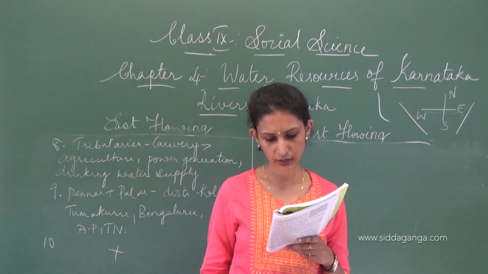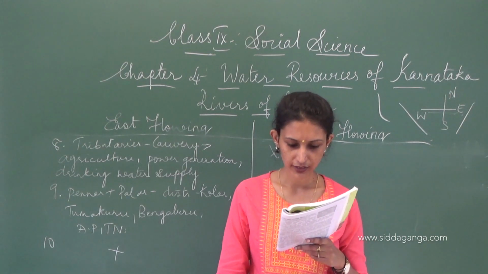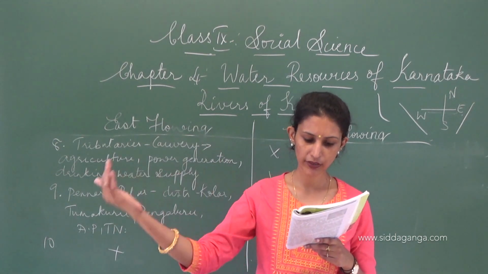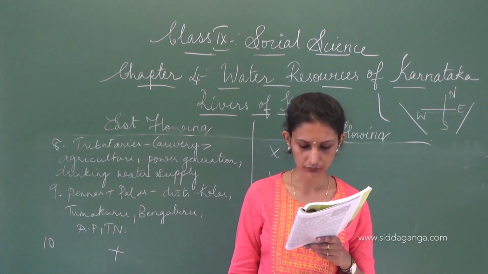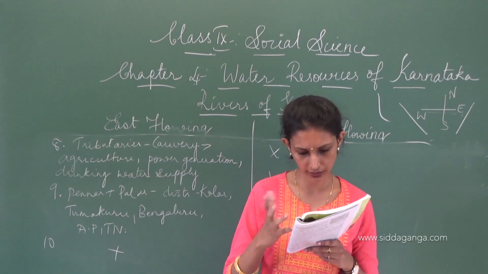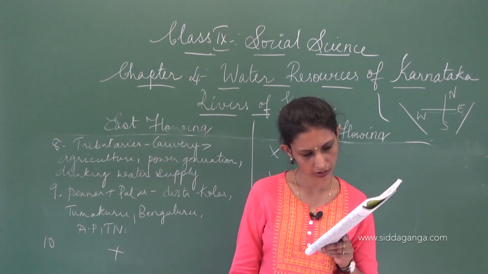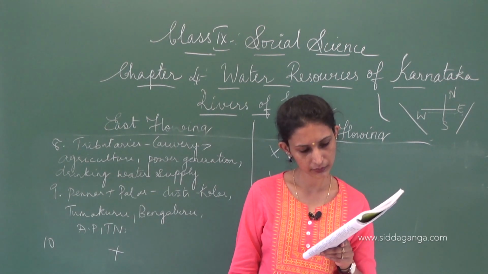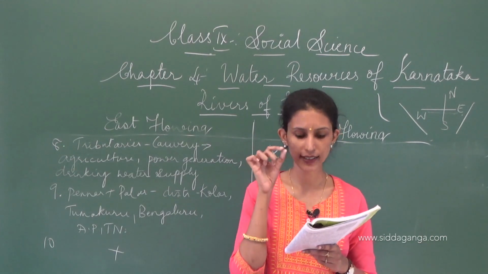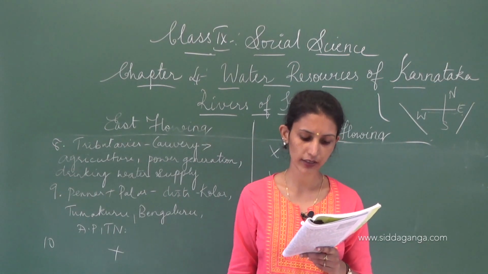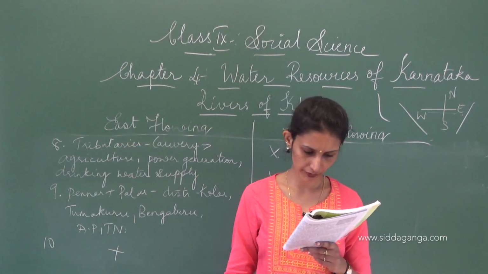Mulamari, Bennetore, Kagina, Bhima on that side. See, Krishna is somewhere in between there. And the other slant one I cannot read, I don't know. Okay, we'll skip that, the text is not clear. On the other side, on the left hand side, is Ghataprabha, Malaprabha down there.